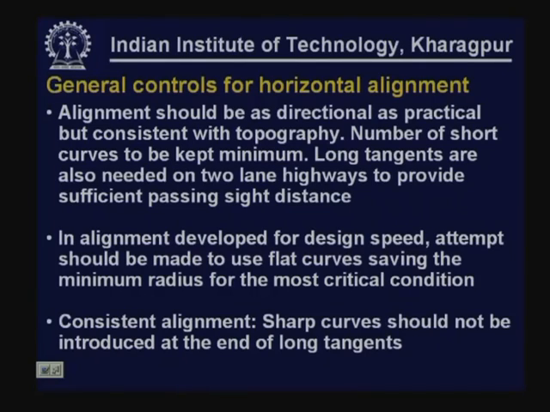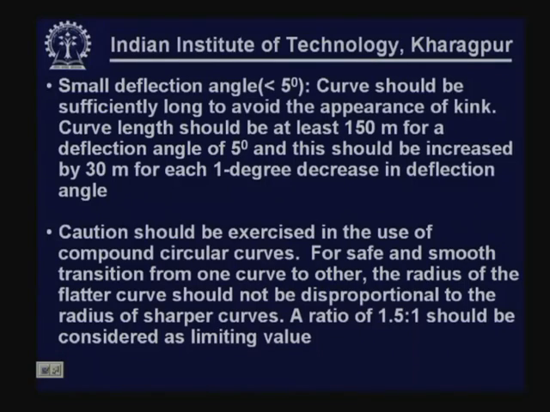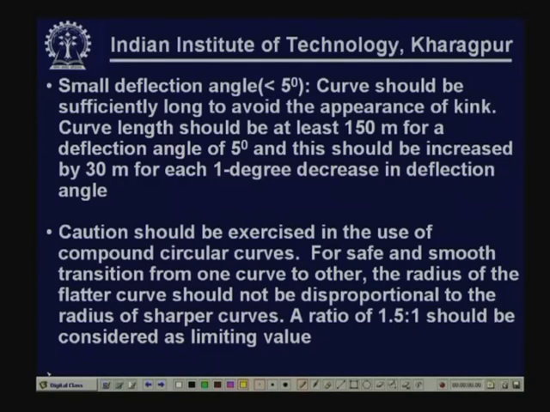In alignment developed for a design speed, attempts should be made to use flat curves, saving the minimum radius for the most critical condition. It is not that we shall design the curve with the minimum radius. We should try to provide flatter curves and keep the absolute minimum, or the sharpest curve, for the critical situations. The alignment should be consistent, that means sharp curves should not be introduced at the end of long tangents. We have mentioned it earlier also. For a small deflection angle less than 5 degree, the curve should be sufficiently long to avoid the appearance of kinks. This appearance part is also very important. We must try to avoid the appearance of kinks.